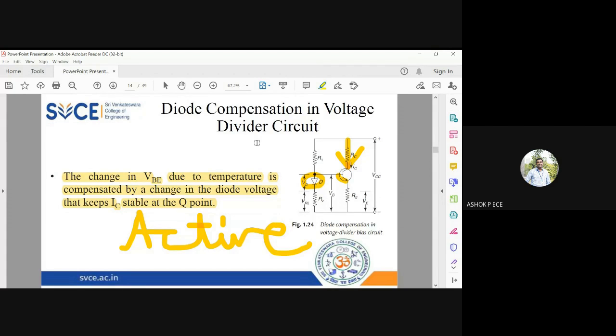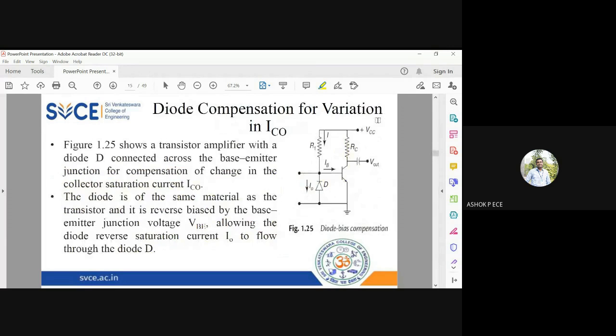Diode. Okay, and this last one is variation in IC naught. So how am I going to tackle variation in IC naught? IC naught is the collector leakage current. So see here, I'm going to have a voltage divider bias R1, R2, but instead of R2, I'm going to have D.